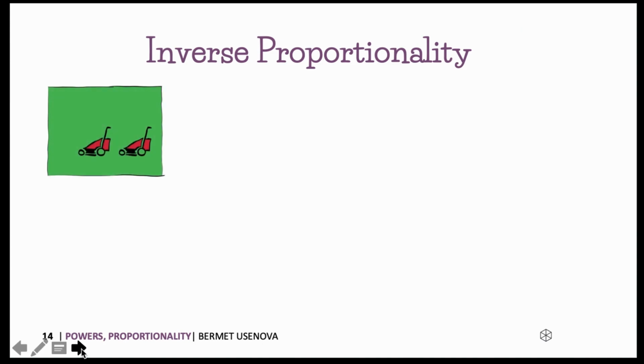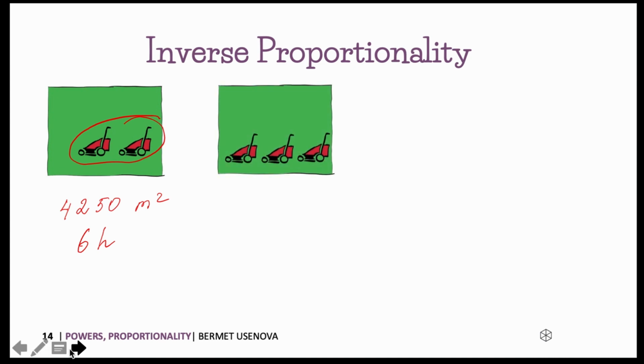Let's imagine there is a field that has 4,250 square meters in area. It takes 2 lawnmowers in total 6 hours. So we want to find out how long it will take 3 lawnmowers. So in this case, we have the same field, and time is inversely proportional to the number of lawnmowers.